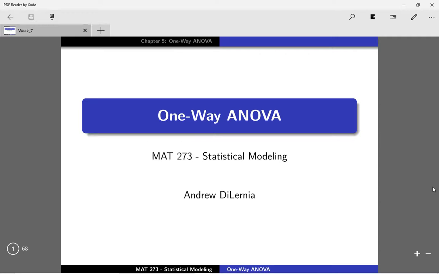And today we're going to talk about, for the first time, a concept that's not directly related to multiple linear regression. We're going to talk about this model that we can use to analyze data called one-way Anova, where Anova, again, stands for analysis of variance.